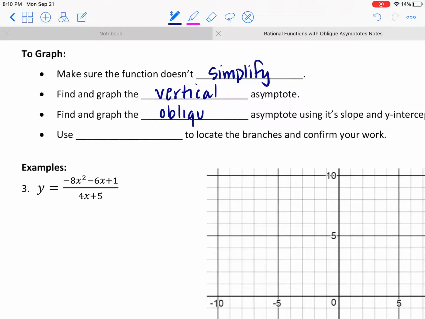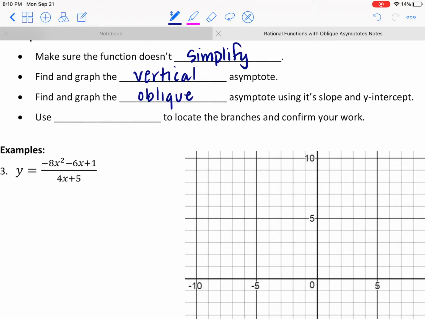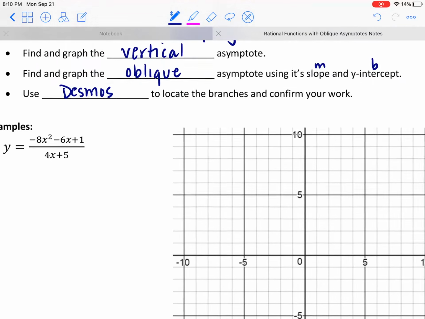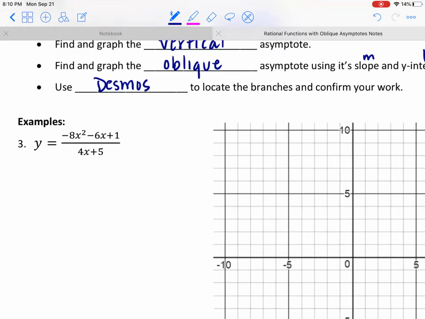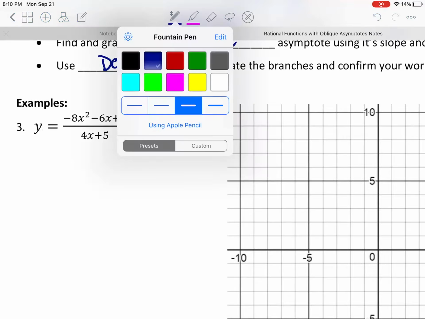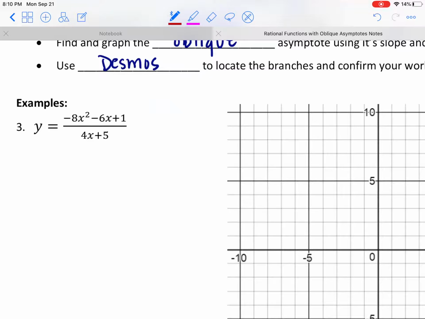Then we're going to find and graph the oblique asymptote, using the slope, which is m, and the y-intercept, which is b. And then we will use Desmos to confirm, and also what you're putting in Desmos is what you're going to screenshot and submit in your practice assignments. Okay? So for this graph, there aren't going to be any factors in -8 that make -6. No, so not factorable. So this is going to have a vertical asymptote.